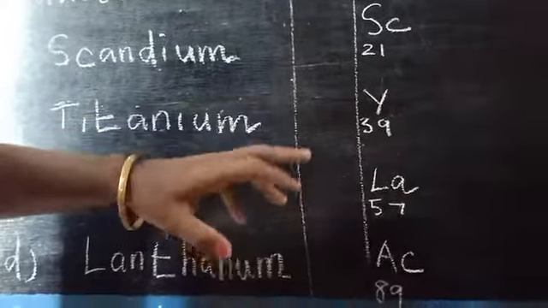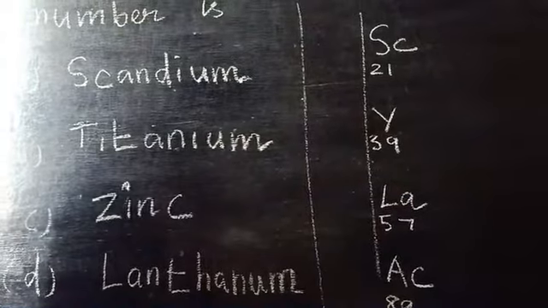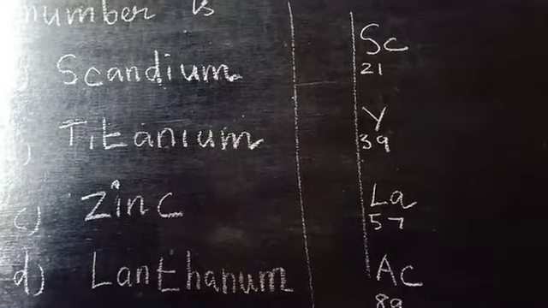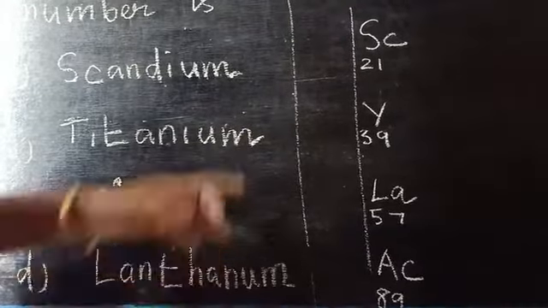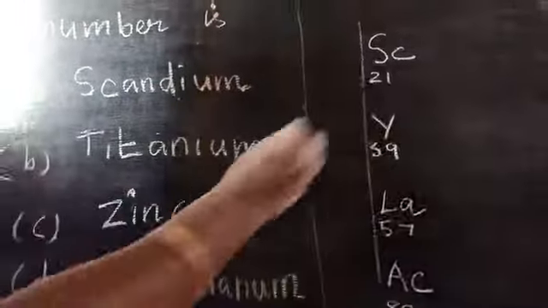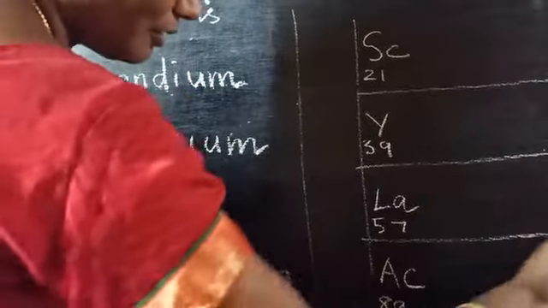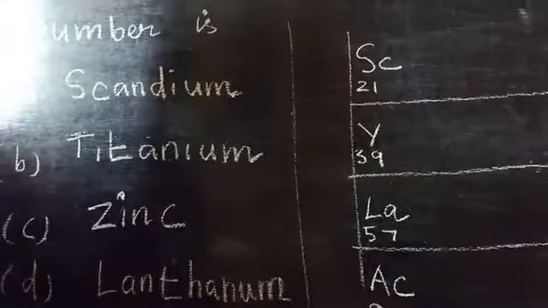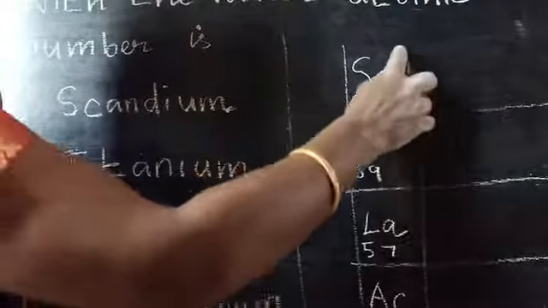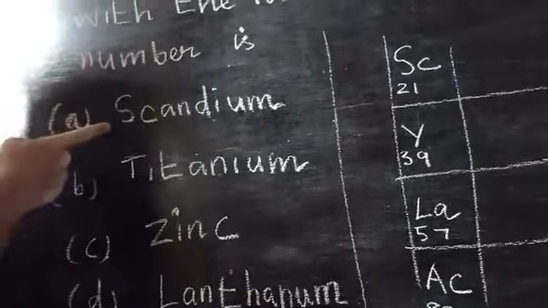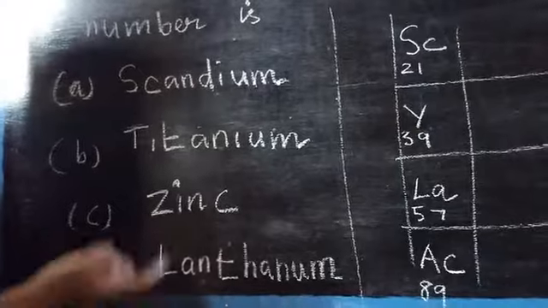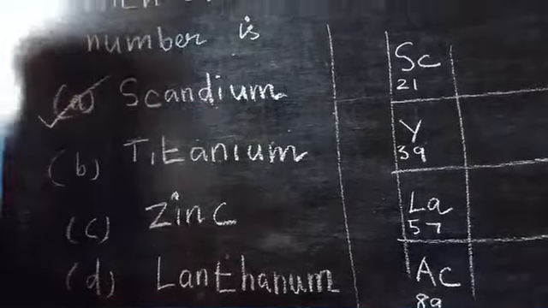In p block, the starting element is boron. Okay, atomic number 5, 1s2, 2s2, 2p1, starting element. Are you clear, children? So in d block, the first element is scandium. You know, for each row 10 elements are present: scandium, titanium, vanadium, chromium, manganese. Okay, so this is the starting element. So see the options: scandium, titanium, zinc and lanthanum. So the correct option is scandium.